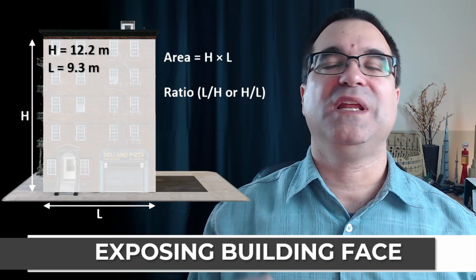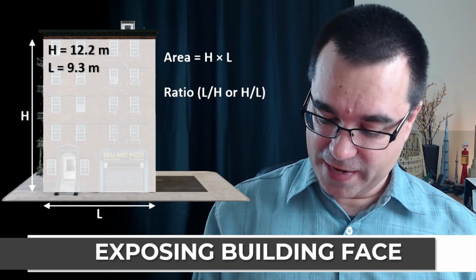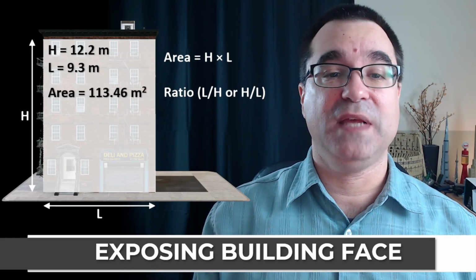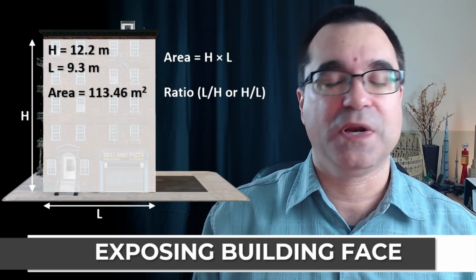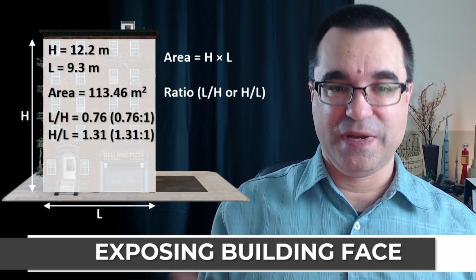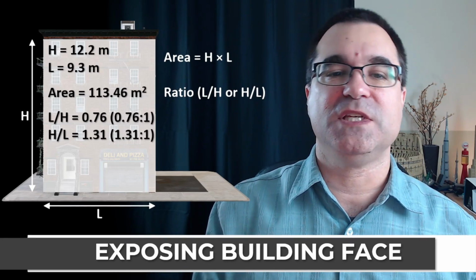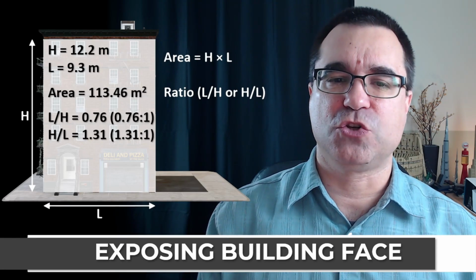So if we calculated H somehow to be 12.2 meters and L somehow to be 9.3 meters, the area would be the product of the two, 113.46 meters squared. The ratio, L over H and H over L, would be 0.76 for L over H and 1.31 for H over L.